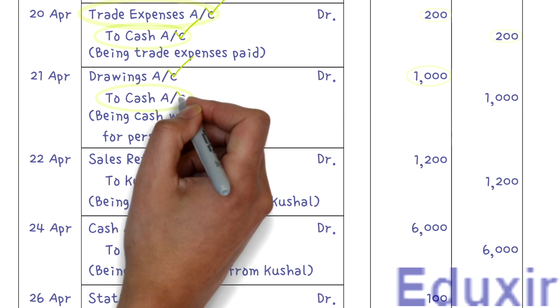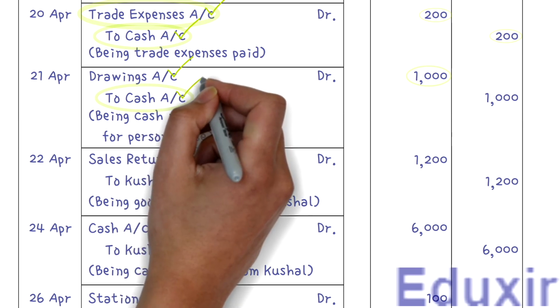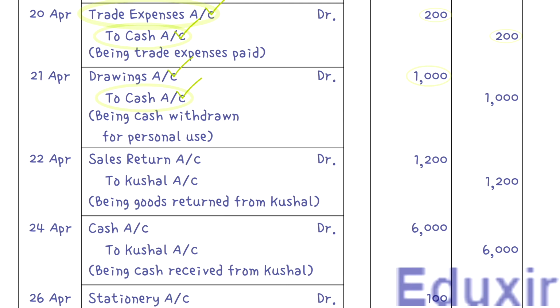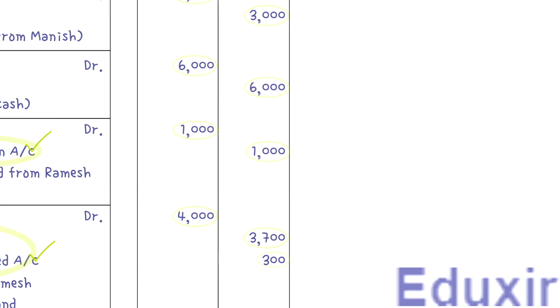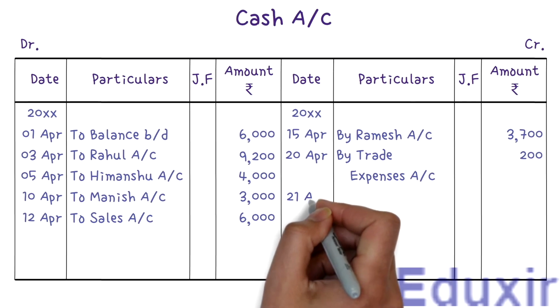As the name suggests, it needs to be posted on the credit side of cash account and the credit amount is 1000 rupees. Note that the details that need to be posted into the particulars column is drawings account. As we already have cash account, let us now post this entry into that account. Let us first write the date.